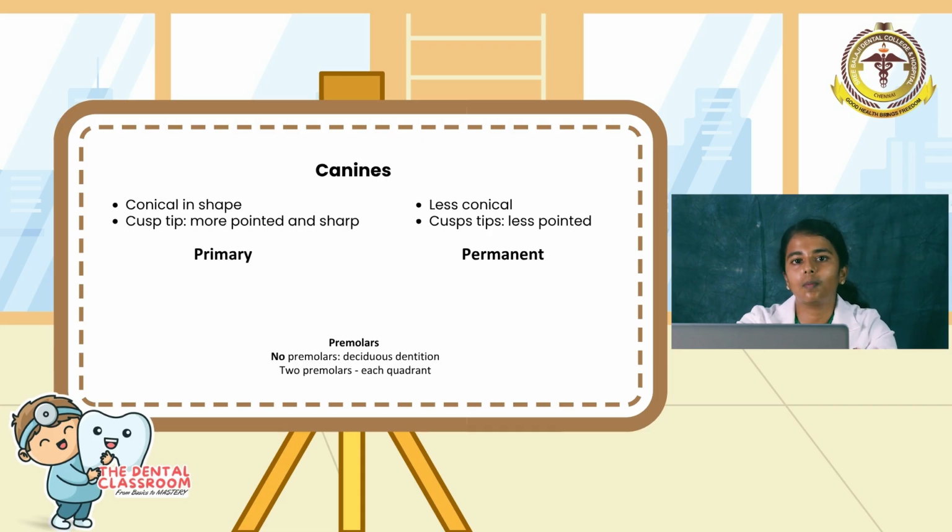And when we talk about the major difference in the canine, the canine will be more or less conical in shape in the primary dentition, and it's less conical in the permanent dentition. And when we talk about the cusp tip of the canine, it will be more prominent and sharp in the primary dentition, and it's less pointed in permanent teeth.